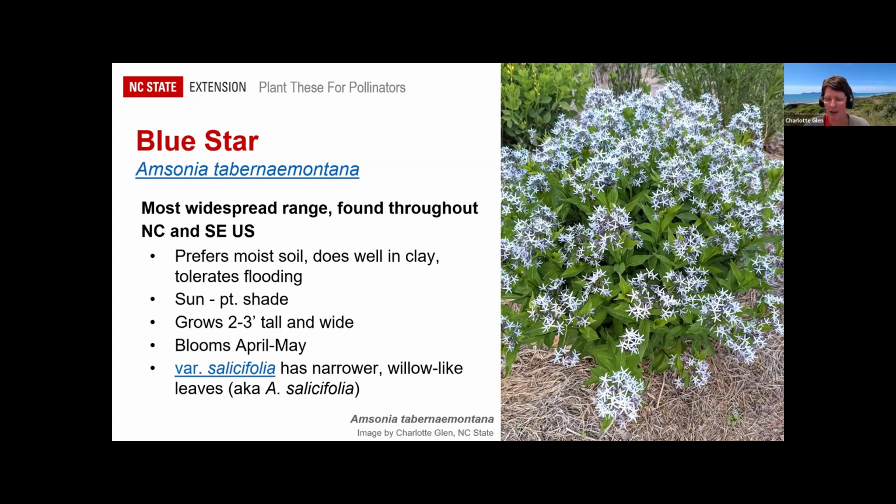Some of it may have a wider leaf or a slightly narrower leaf. Some of them may be a little taller, a little paler, a little darker blue. So ideally, if you are going for a really specific look, you might want to buy it when it's in bloom, which is typically this time of year, April and May.